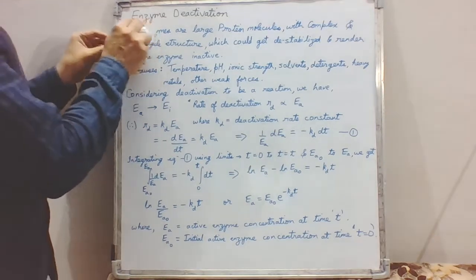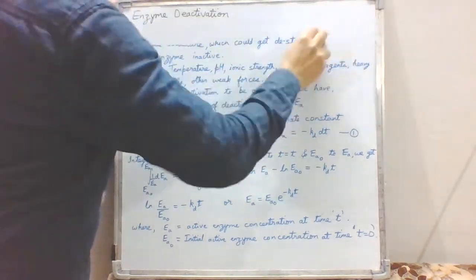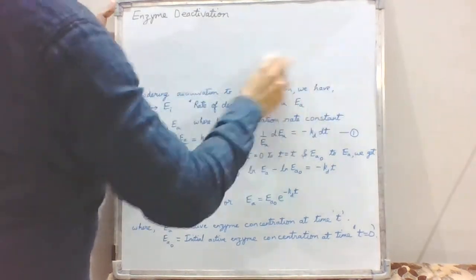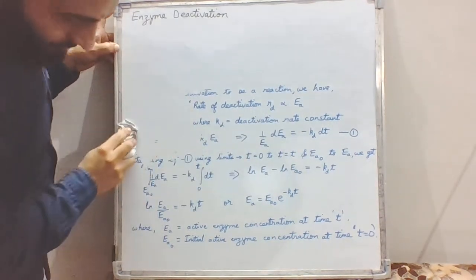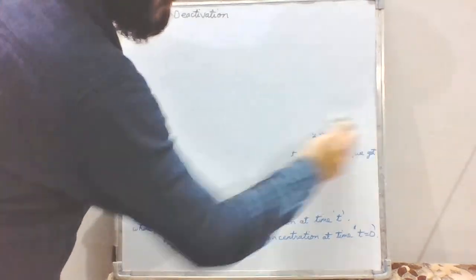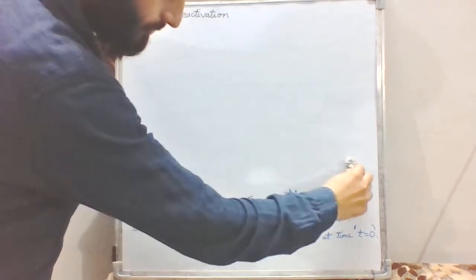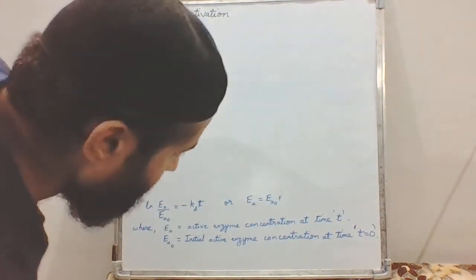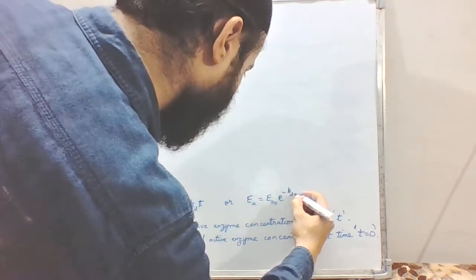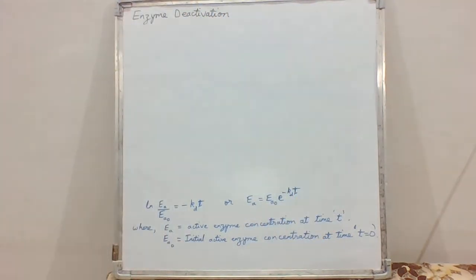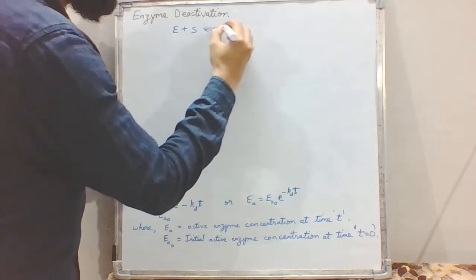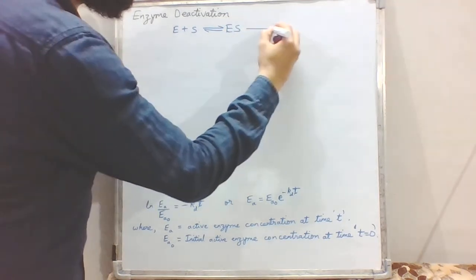Now, what is the implication of this deactivation process? We know that during normal kinetics, when everything is very good and the process conditions are optimum for the enzyme to work, we have seen the mechanism of the normal enzyme, and we will write it down once again. This was the formula. So we know that normal enzymatic reactions have been defined to undergo this mechanism.